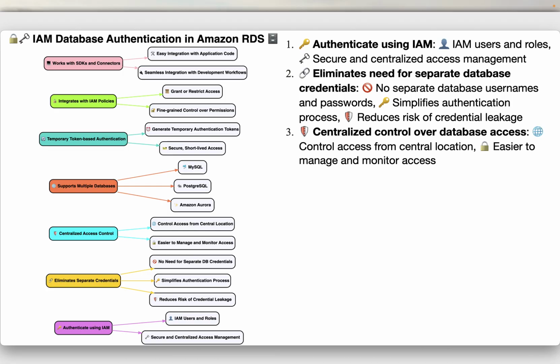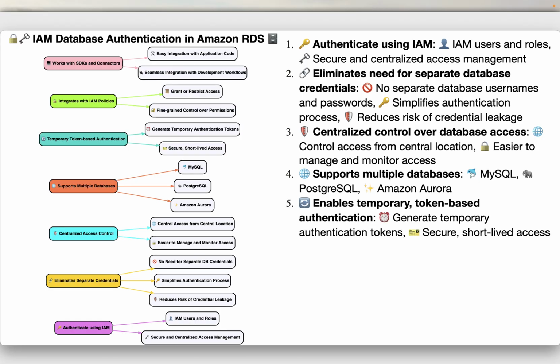Third, centralized control over database access. IAM database authentication enables you to control access to your RDS environment from a central location, making it easier to manage and monitor database access across your AWS environment. Fourth, supports MySQL, PostgreSQL and Amazon Aurora. IAM database authentication is supported for MySQL, PostgreSQL and Amazon Aurora databases, providing a consistent authentication mechanism across different database engines. Fifth, enables temporary token-based authentication. With IAM database authentication, you can generate temporary authentication tokens using IAM users or roles, allowing for secure, short-lived access to your database.